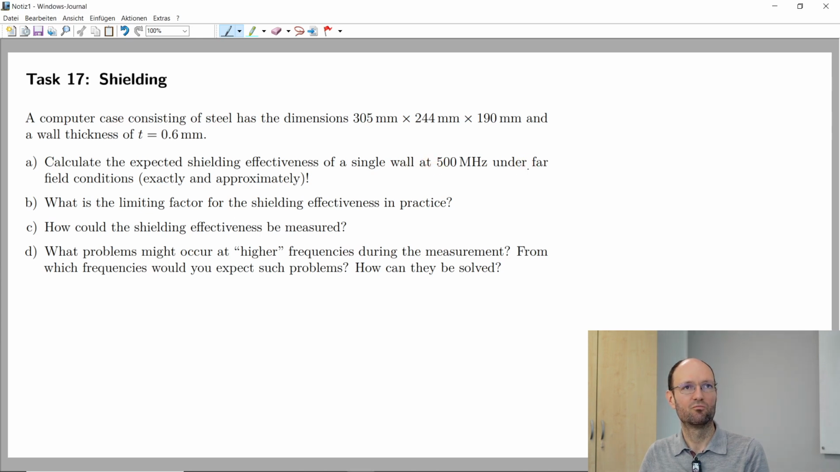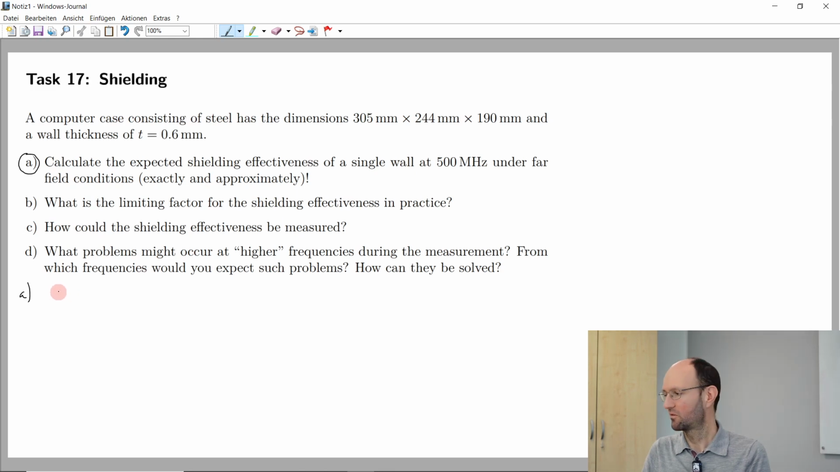If the field is a far field, or if the source is a far field source, and we can do this exactly and approximately. And maybe we start with this task first and then have a look at the other tasks. So for subtask A, I will use black.